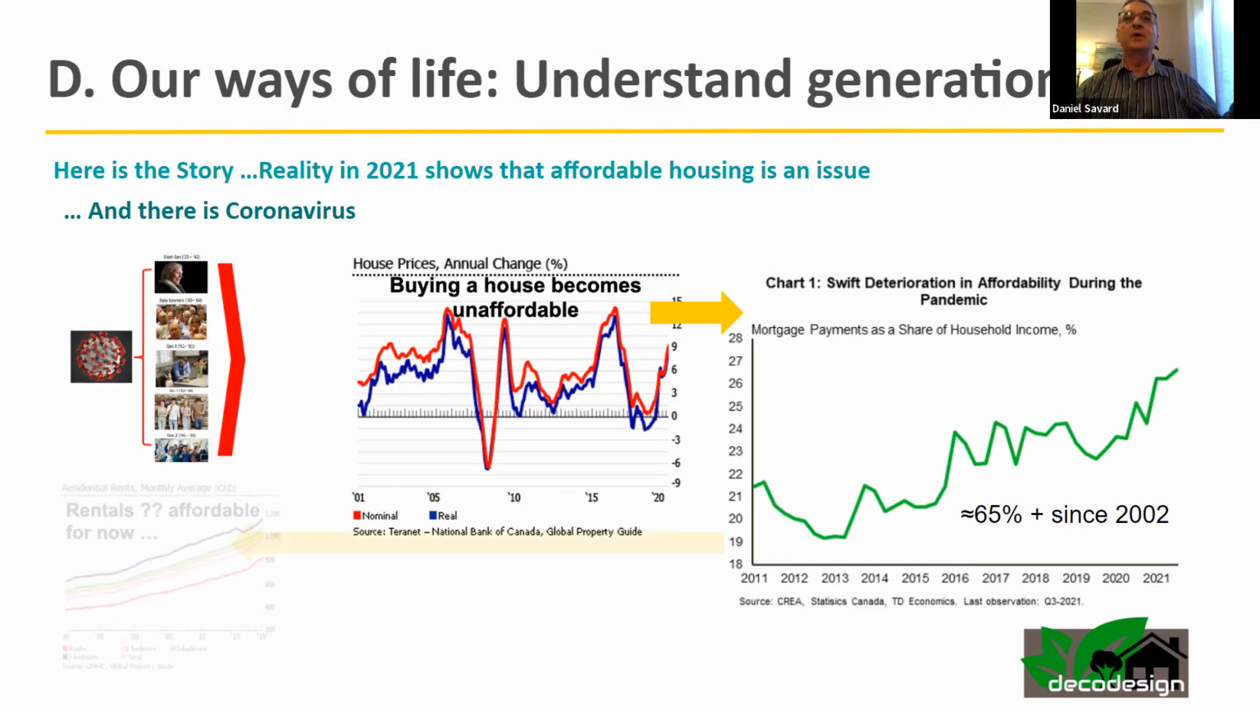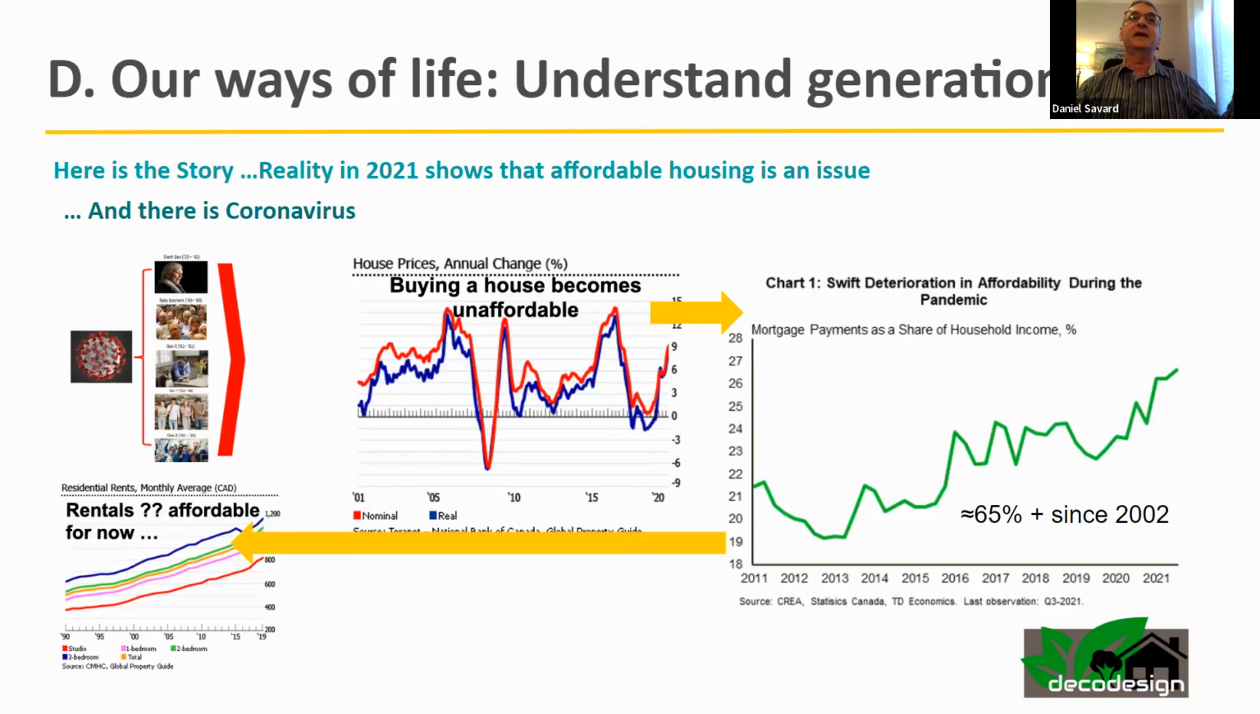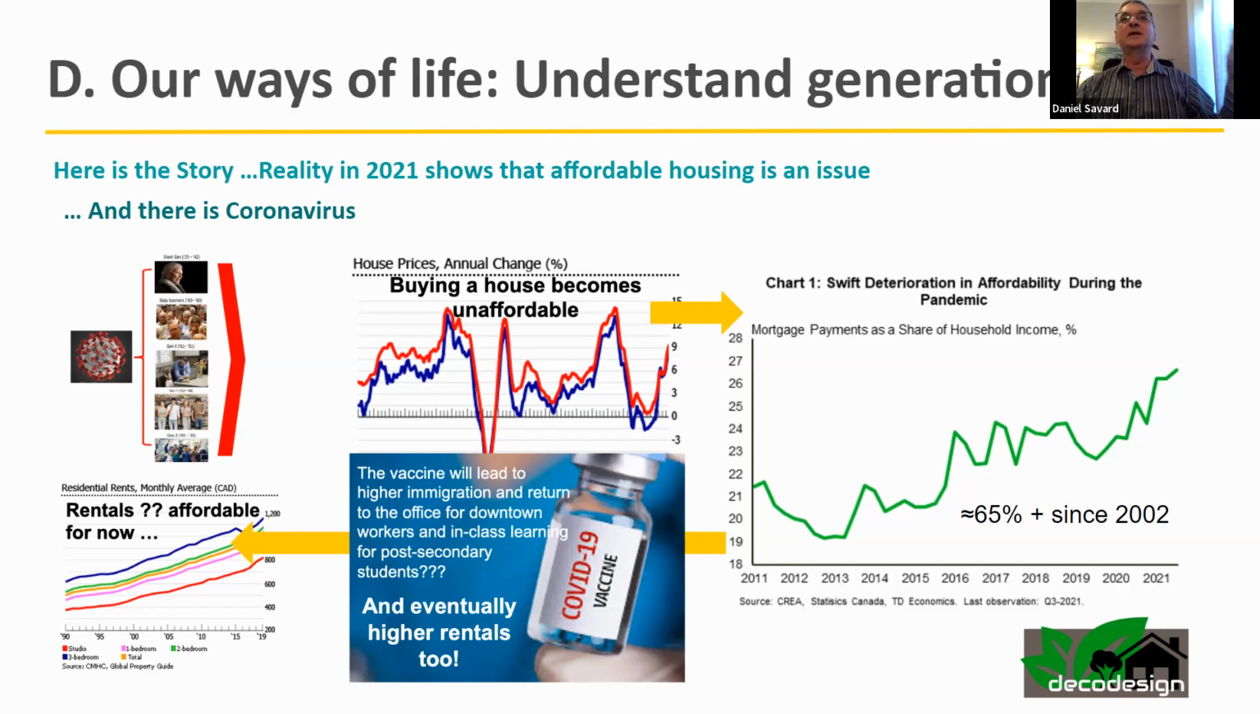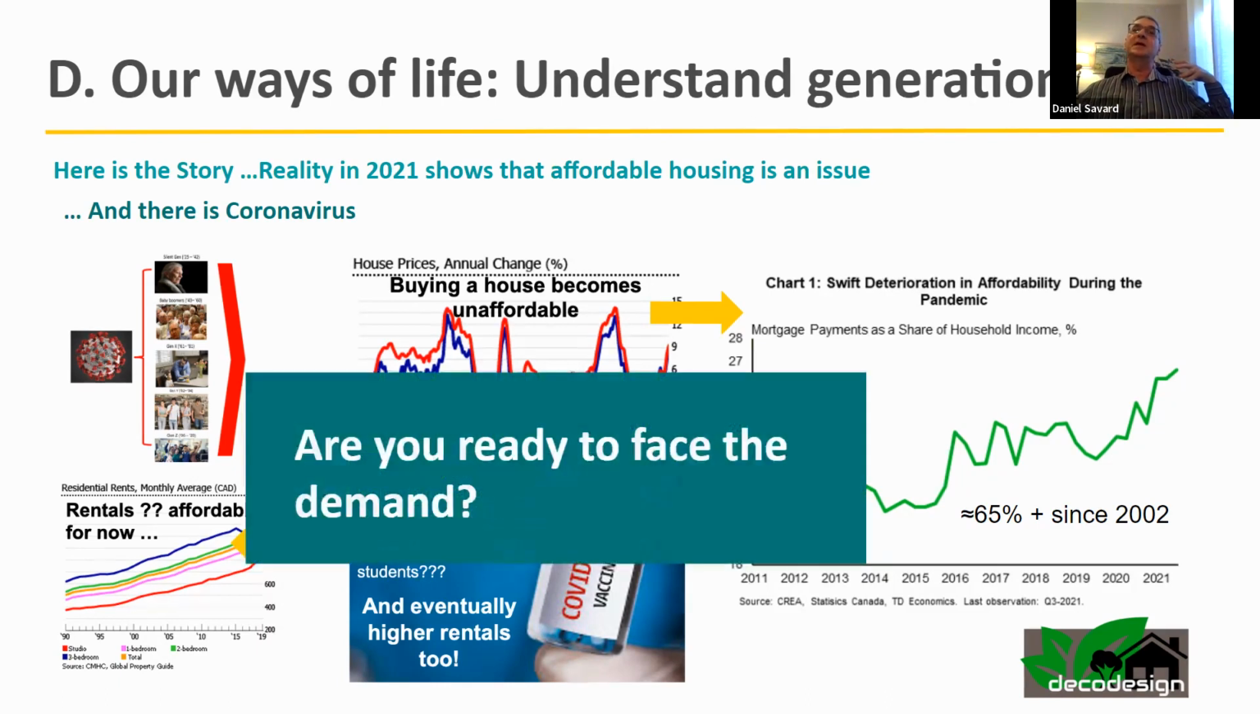Okay, 2021. A lot of people were thinking, okay, maybe rental is going to be more affordable because the government is going to protect it. But CMHC was saying, well, think twice. The vaccine will lead to higher immigration and a return to the office for downtown workers and in-class learning for post-secondary students. Well, it's what they were saying. And eventually higher rentals too. And the question is going to be, are we ready to face that demand?